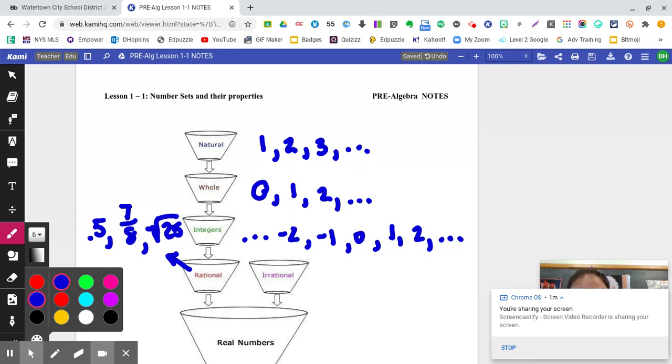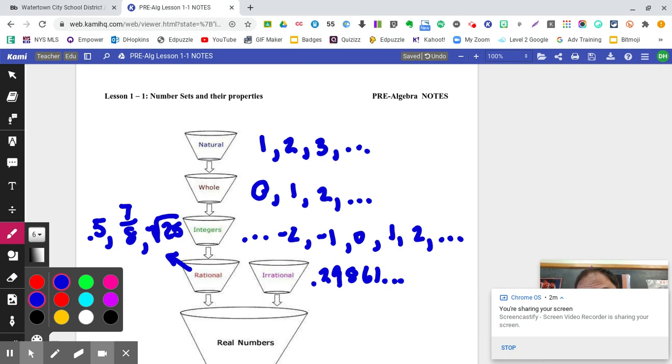The irrational numbers, however, are the opposites of those. So they are decimals that do not end or repeat. So 0.29861, and it continues to go on without any pattern and does not repeat.